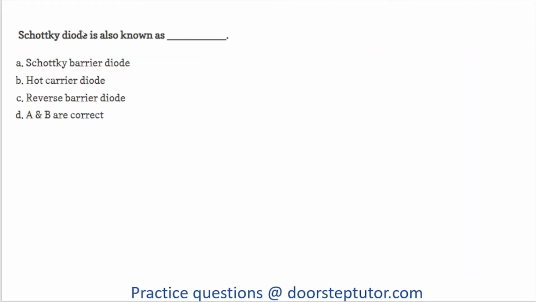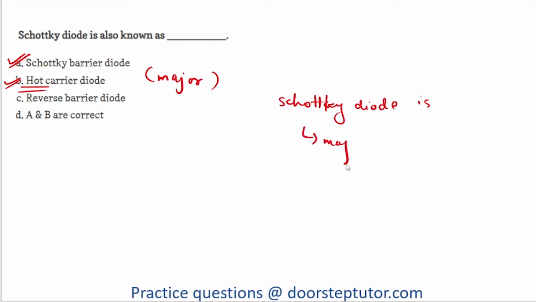What is the Schottky diode also known as? This Schottky diode is also known as Schottky barrier diode, and it is also known as hot carrier diode. Hot carrier means the charge carriers are majority carriers only. So the Schottky diode is a majority carrier device because there are no holes present. The majority carriers are electrons only, so whatever current is flowing is due to the majority carrier, that is electrons only.